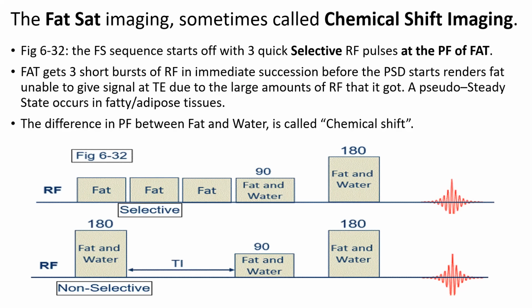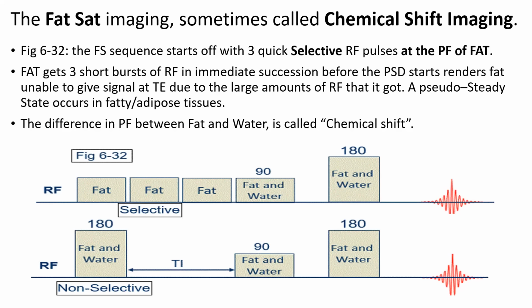FAT-SAT will put in a series of selective RF pulses that are tuned specifically to fat. So the RF pulse that gets put in is at the precessional frequency of fat. So fat gets excited multiple times. Water does not, because remember, they're at different precessional frequencies.